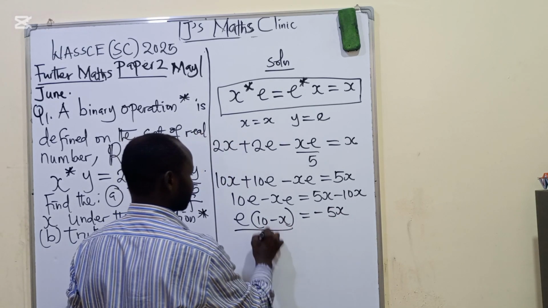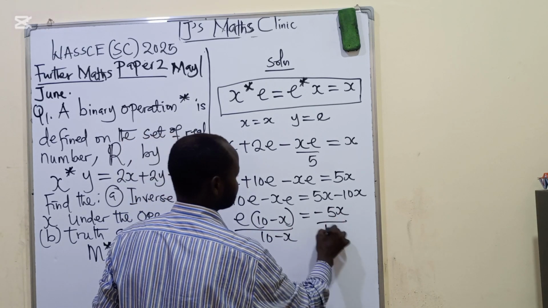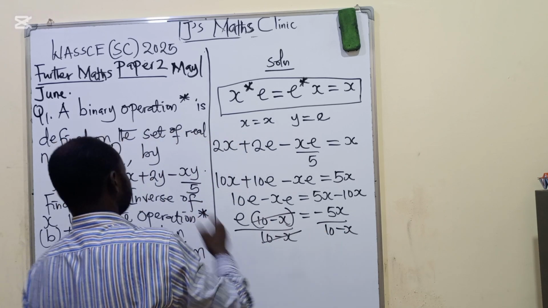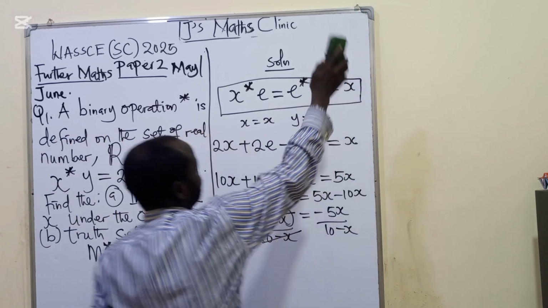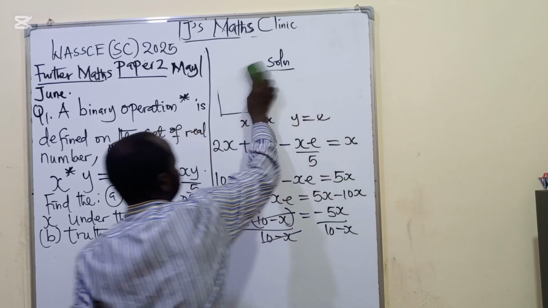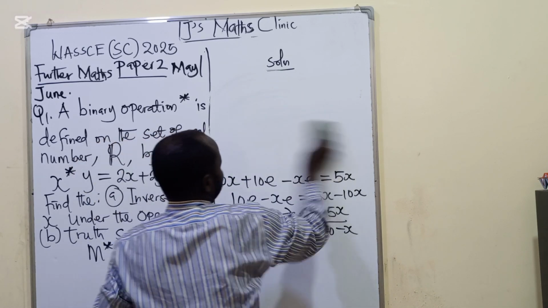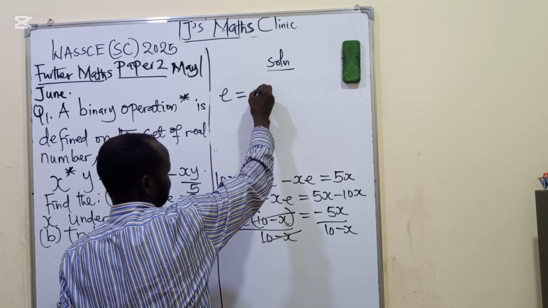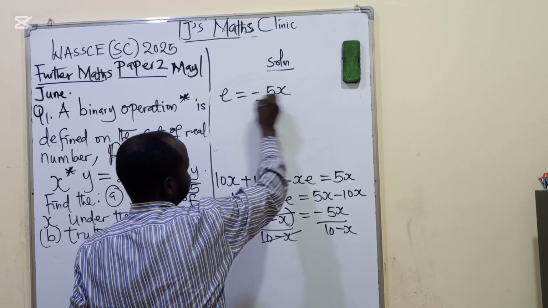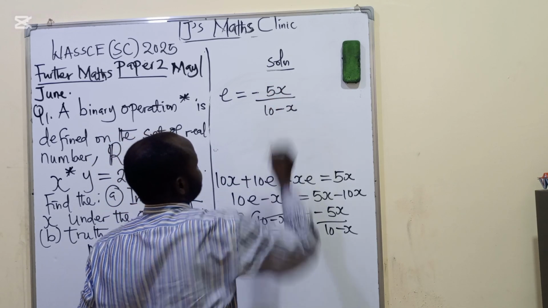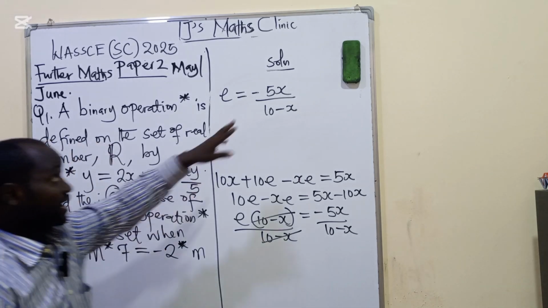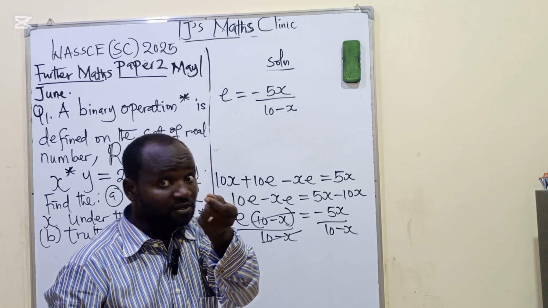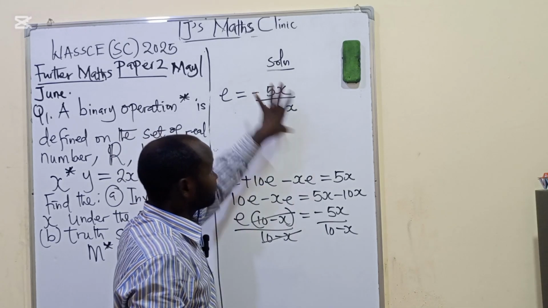Next, we divide both sides by 10 minus x. So we can conclude that the identity element is given as -5x divided by 10 minus x. You can see clearly that we are having x here. So it means the identity element does not exist. Why? Because we don't have a constant here.